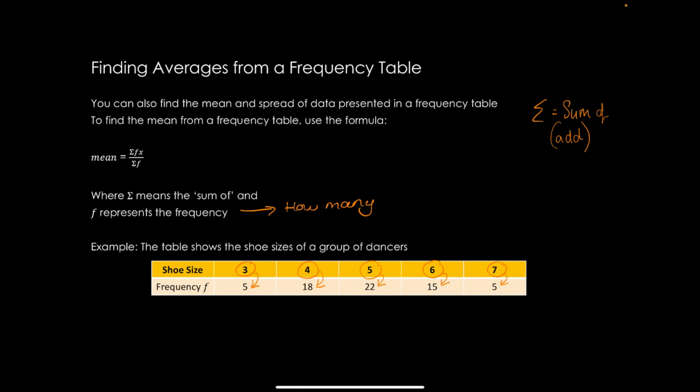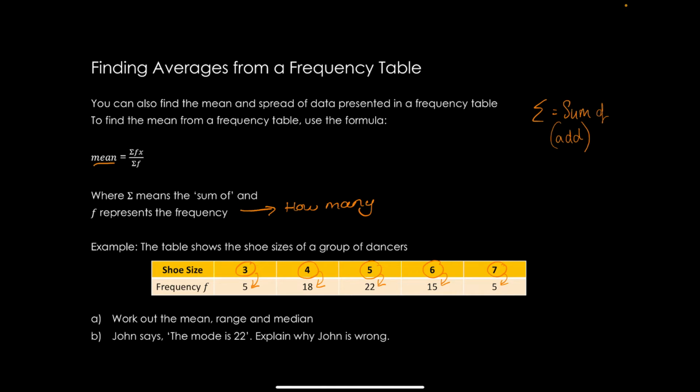What you need to do is work out the mean, range, and median. First of all, we're going to do the mean. All right, here's the questions. Work out the mean, range, and median of this data. And then B says that John says the mode is 22. Explain why John is wrong.